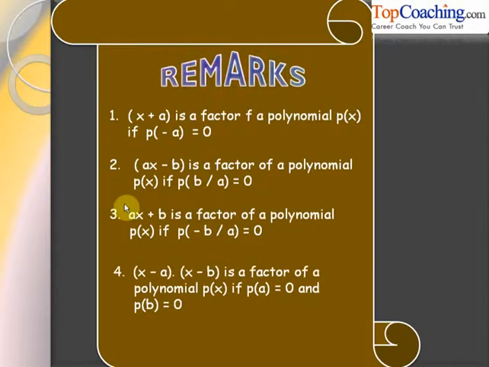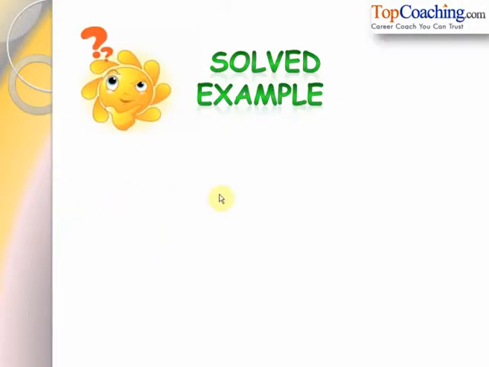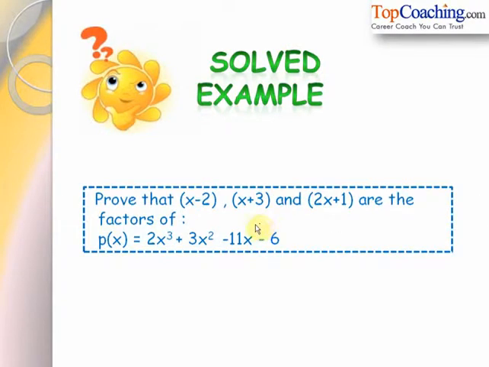So these were some of the very important remarks regarding the factor theorem. So based on this, let's try to solve a few examples. The first is prove that x minus 2, x plus 3 and 2x plus 1 are the factors of p of x equal to 2x cube plus 3x square minus 11x minus 6.